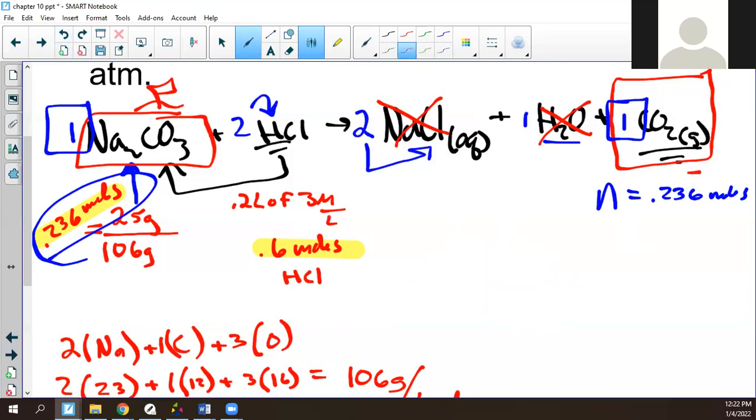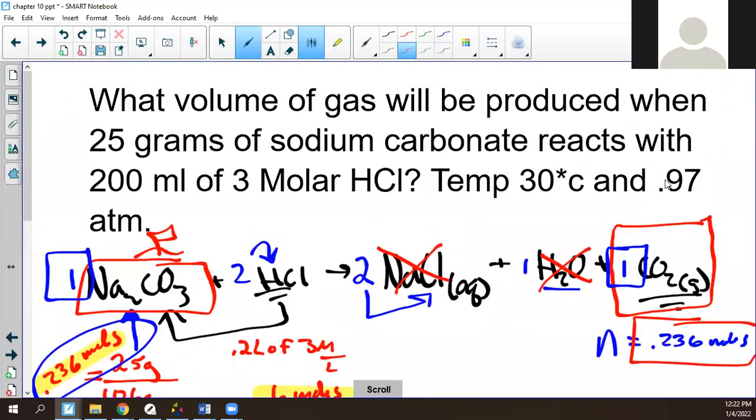Once we have N, then the rest was not that bad, right? So what volume? PV equals nRT. So volume is nRT over P. You have N, you have R, you have T, you have P.